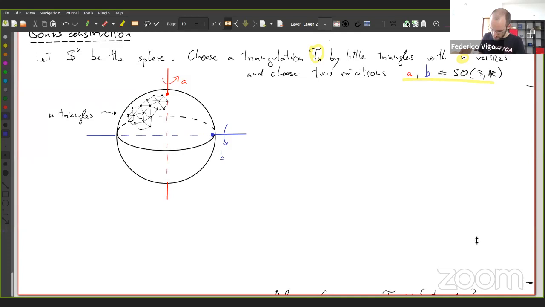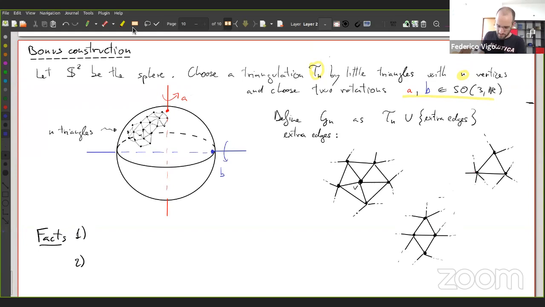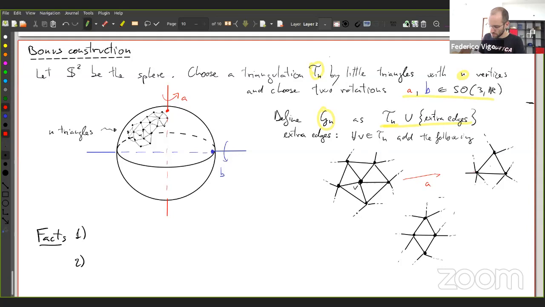Then we define a graph Gn by picking the triangulation and then adding a bunch of extra edges, where the extra edges are added as follows. For every vertex V in the triangulation, add the following. So there's a picture: we have V, and then we look at its image under A. It's going to be some point somewhere, so we get A of V. And we add an edge from here to all of these vertices on the triangle.